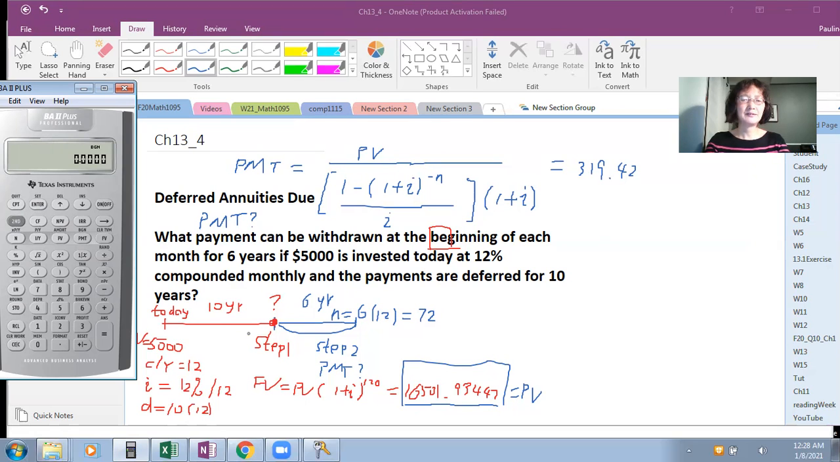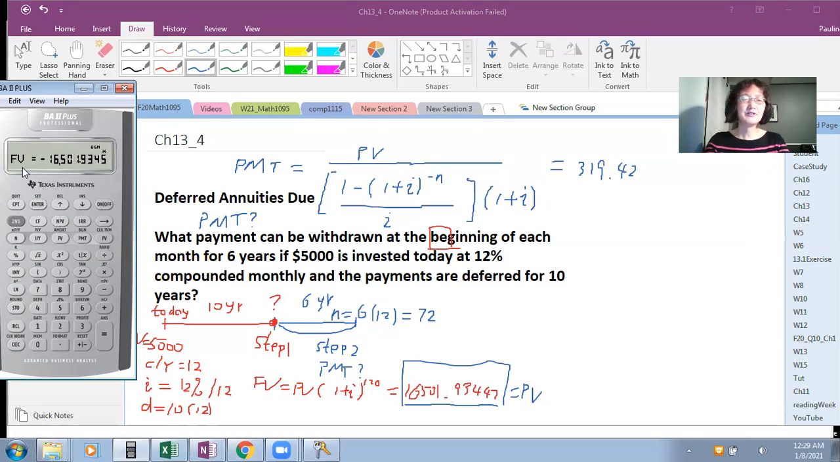Now do step 1, figure out the future value for this 5,000. Okay. So 5,000, this is the present value. Interest is 12. Term N is actually D, 120. Zero is PMT, compute, FV. See, you get this number, okay? $16,501.93. That is step 1.